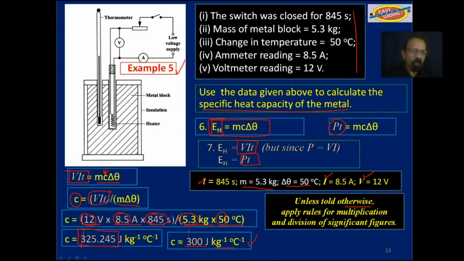Since we are rounding off at the hundredths position, we will take half of that position. So it will be 50 less to 50 more than the 300. And we will write it as 300 plus or minus 50 joules per kilogram per degree Celsius. And this is how CXC would expect you to find the specific heat capacity of a block of metal. It's not quite accurate. There may be some errors, but this is what we will learn for now.